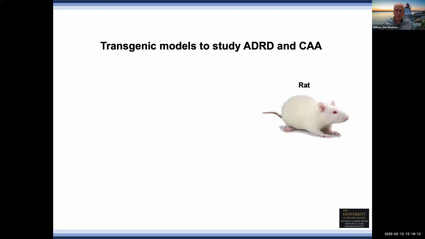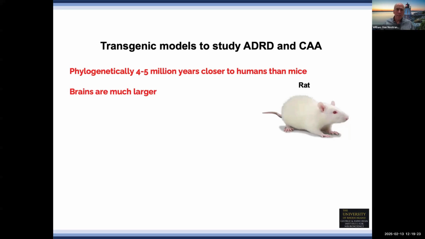So there are several advantageous reasons for using rats compared to mice. First, from an evolutionary standpoint, rats are much closer to humans than mice. Their brains are much larger than a mouse brain, and because they have the larger brains, they have a much larger amount of white matter to investigate. It's also much easier to obtain large volumes of CSF compared to a mouse.